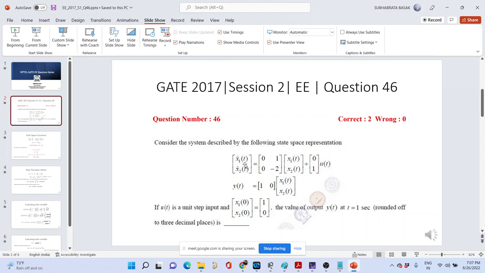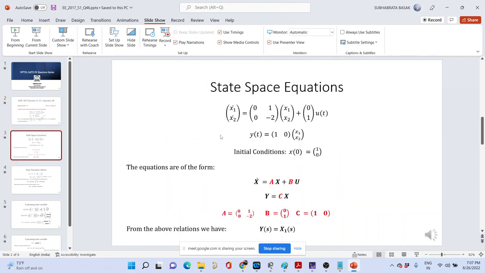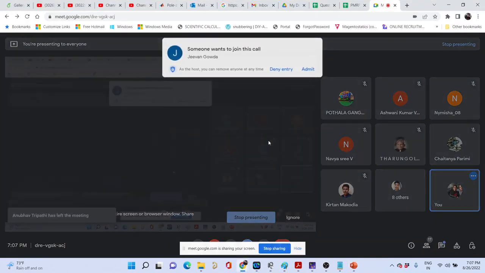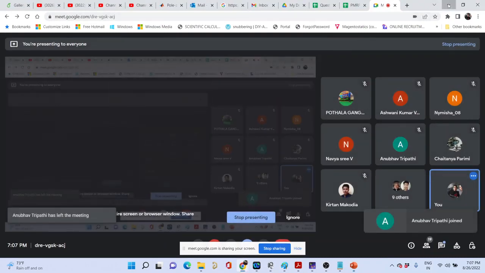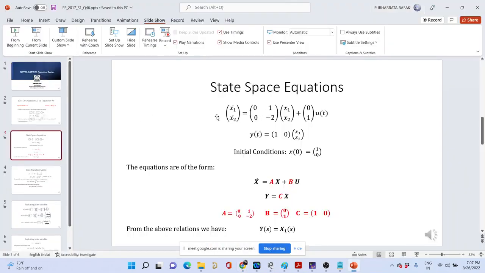So the state space equation has been given to you. Let us rewrite these equations again. The equation is as shown on the screen. One thing that you notice over here is y(t) is equal to x1(t), right? So what we are interested in is to find the value of the state x1(t) at time t equal to 1 second, and the initial conditions have been given to you.